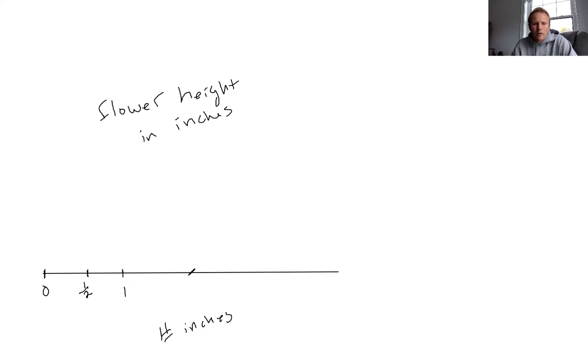What we're doing here is flower height in inches. That's the subject, what we're studying or looking at. And this is going to be number of inches down here. Something that hasn't grown is 0. Things can grow to the half inch too, right? So 1/2 inch, 1 inch.